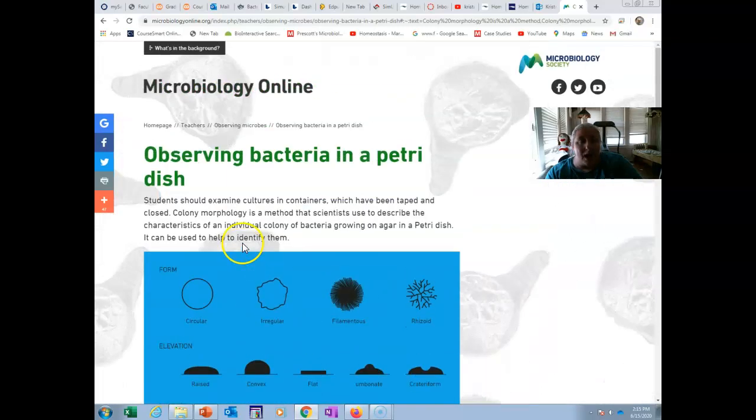I made the plates last week, so you'll have fresh bacteria to look at. You're going to use magnifying glasses, look at the bacteria on the plate, and write some very descriptive terms. Draw a picture of the bacteria so you know what they look like, and then keep that for when you're doing your unknowns.